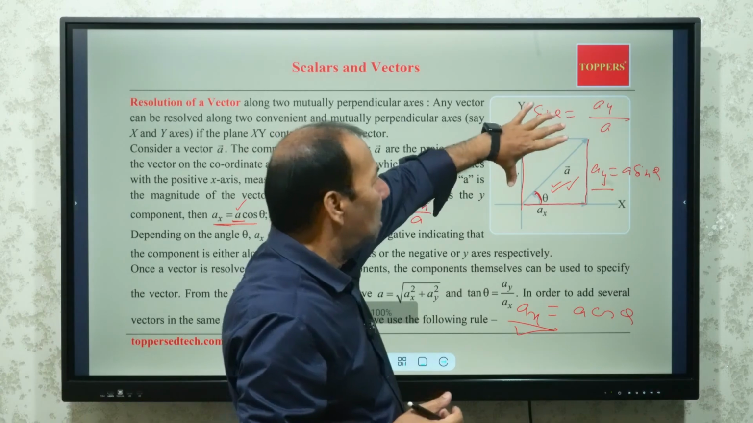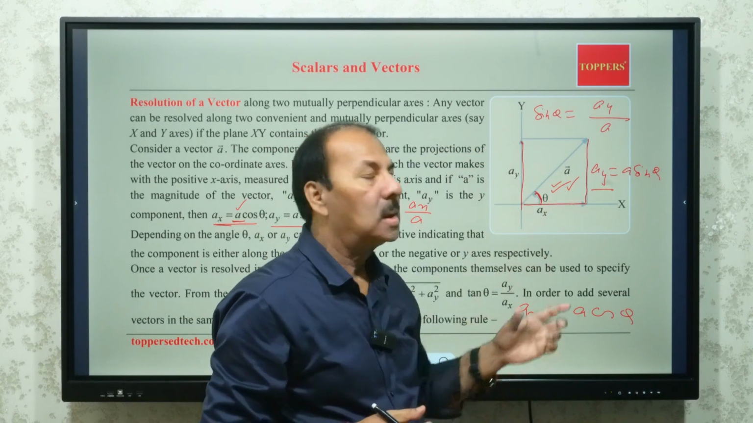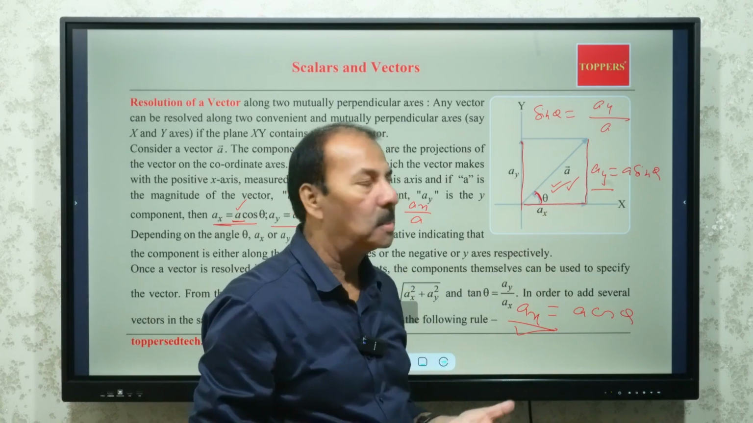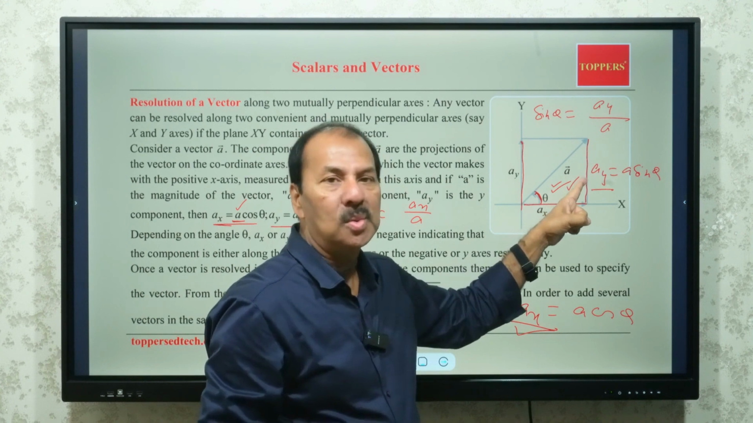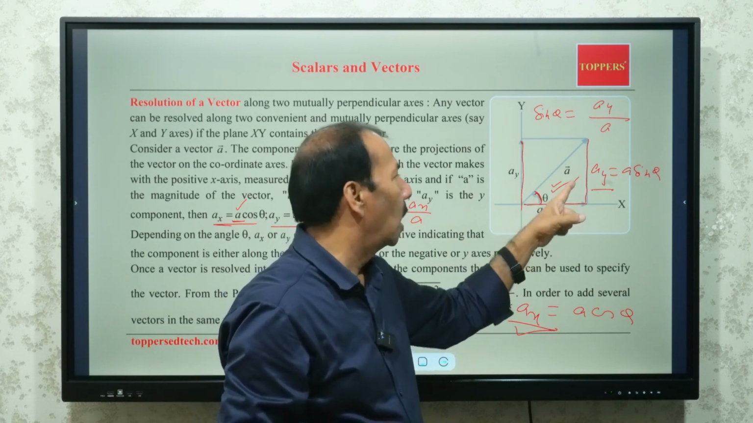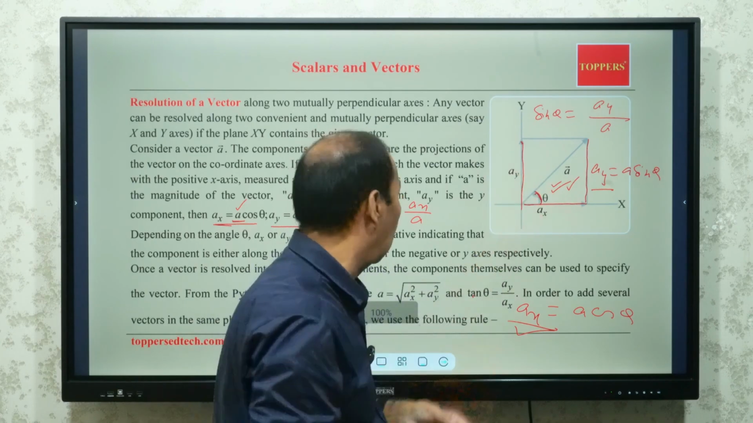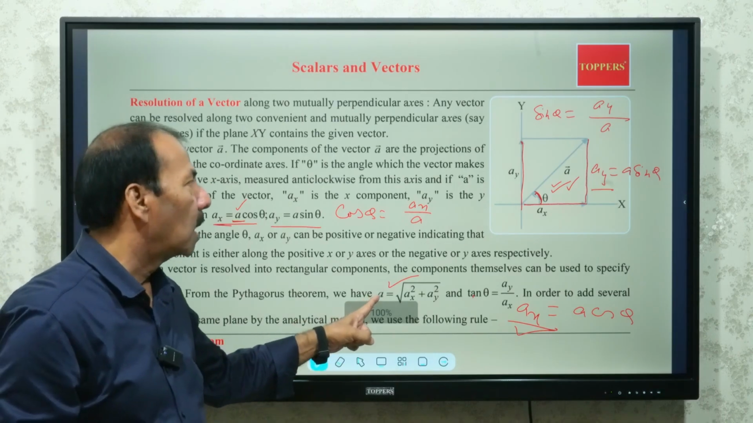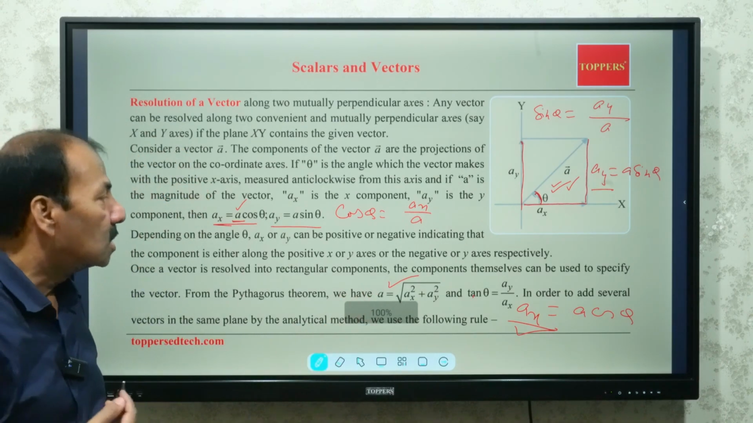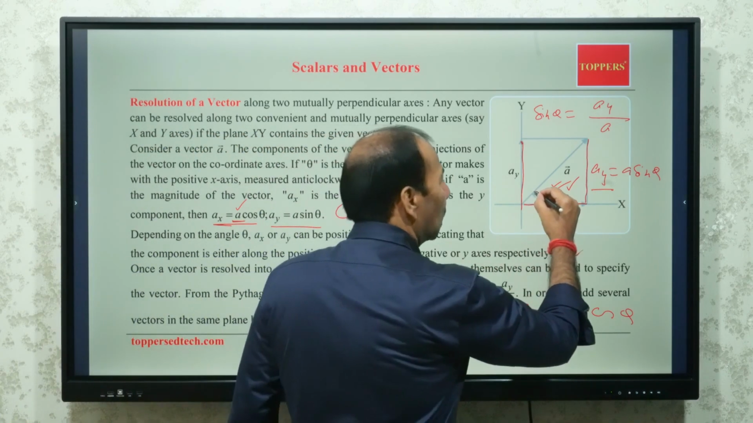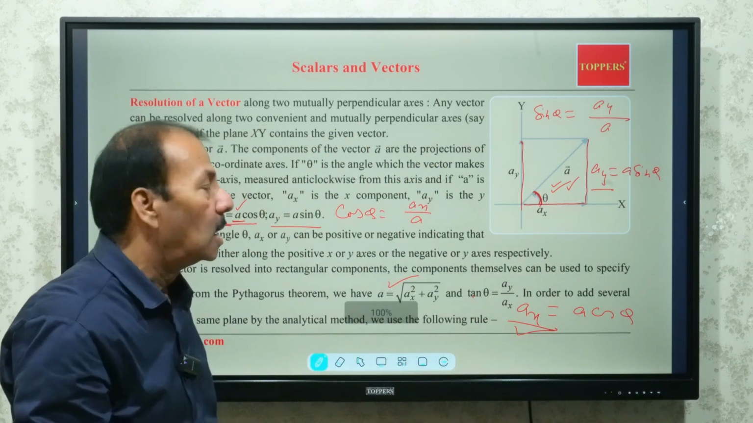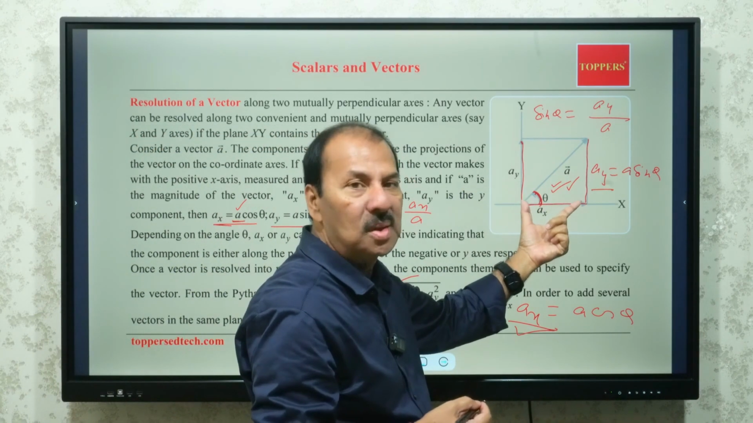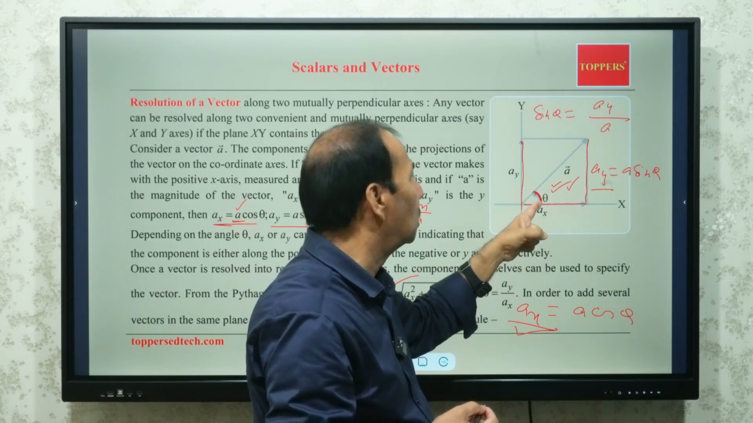Now, if you want to find the resultant, if Ax and Ay are known, then what will the resultant be? This is a right-angled triangle, so you can use the Pythagorean theorem: square root of Ax squared plus Ay squared gives you A. So again, it gives you the magnitude of that vector. Now, what is the direction? If you want to calculate this angle theta, how do we calculate it? Tan theta is equal to this component upon this component, Ay upon Ax. So using that concept, we can calculate this angle theta.